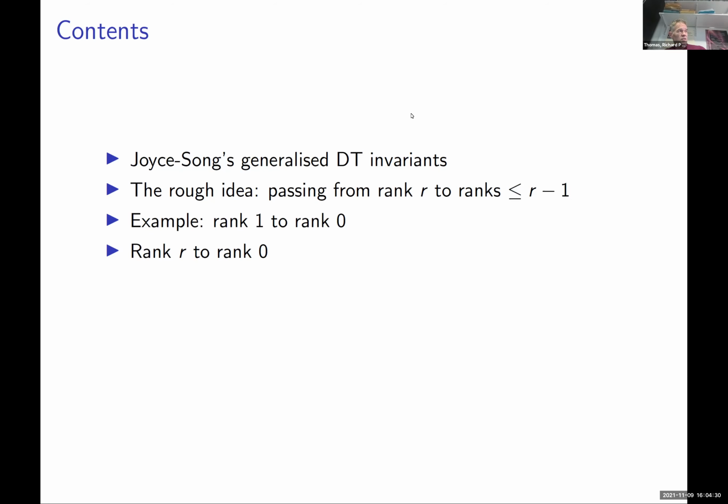So the overall project is to try and get from rank R to rank 1. But I'm going to explain how to get from rank 1 to rank 0. And the reason for that is because that works perfectly. There's no corrections. It works much more simply than all the other cases.